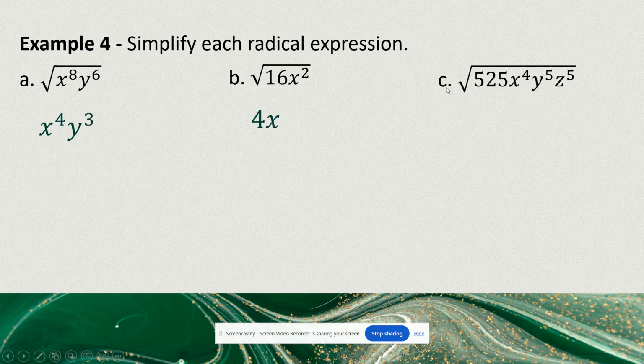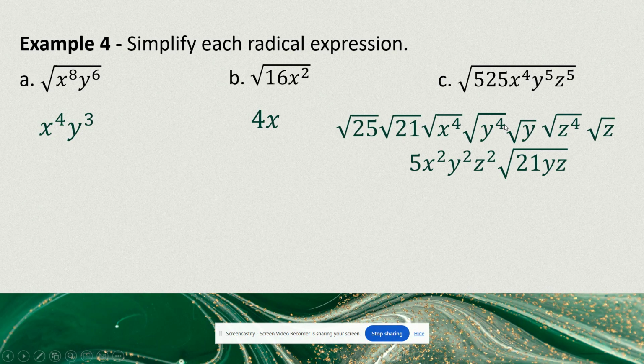Okay. Part C, though, when we get to part C, it gets a little different. I have the square root of 525, x to the 4th, y to the 5th, z to the 5th. So now I have to work with this number and simplify it, right? My coefficient I have to simplify to pull out a perfect square. And then x to the 4th, that's already an even power, so that one will be nice. But I have y to the 5th and z to the 5th. So I'm going to have to do some work in this part here.